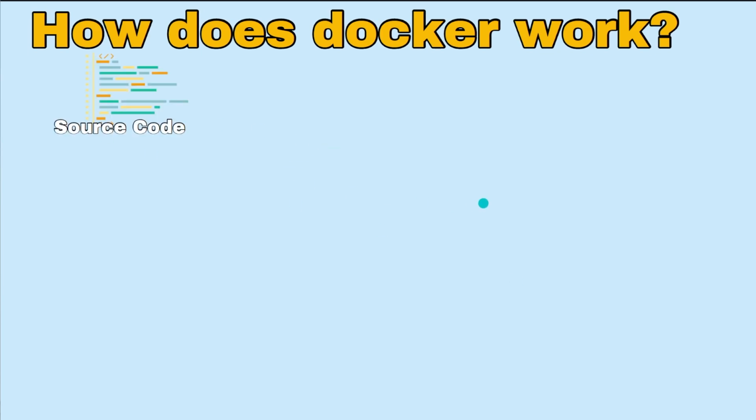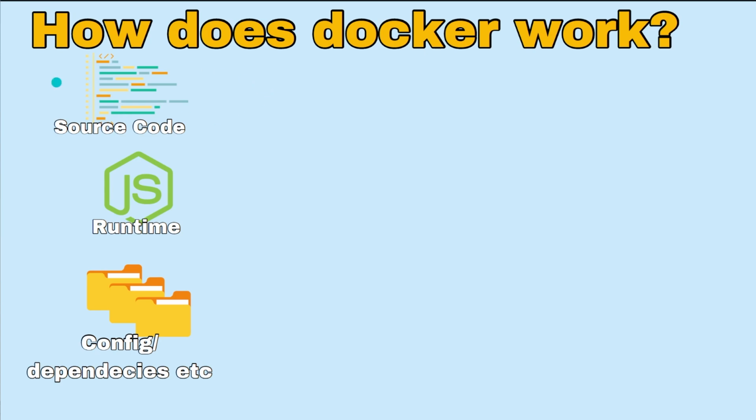So the first step is we develop our apps on our development machine as we normally would, using your favorite IDE, tech stack, and language. In this example, we're going to be building a Node app, so the source code is going to be in JavaScript, and then the runtime is going to be the node.js runtime.